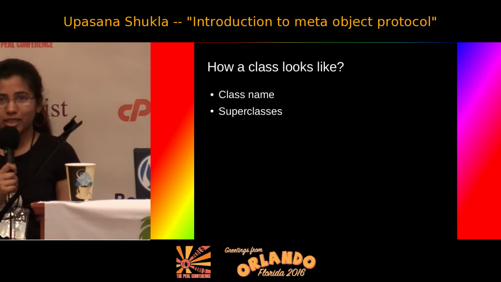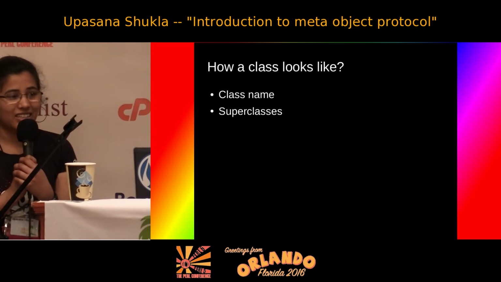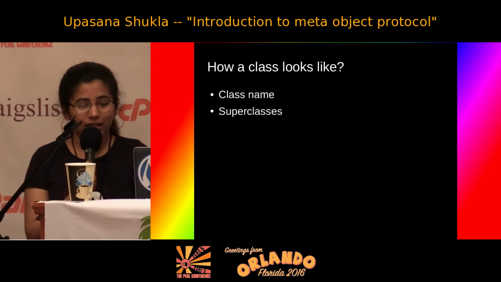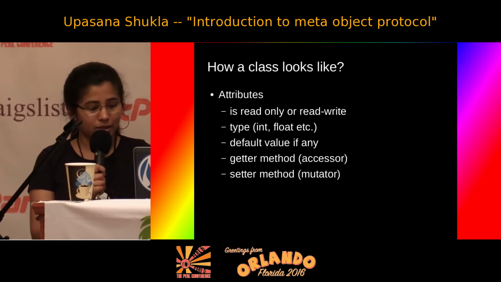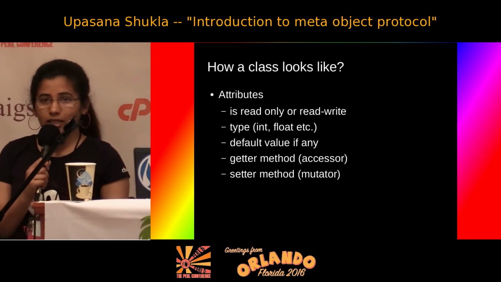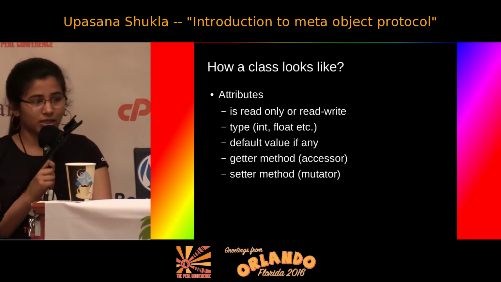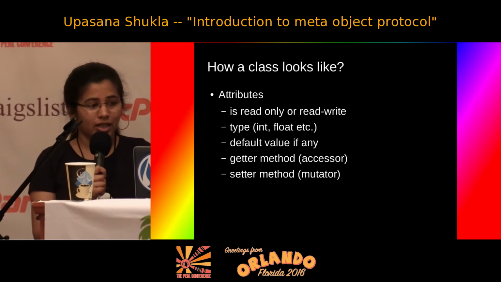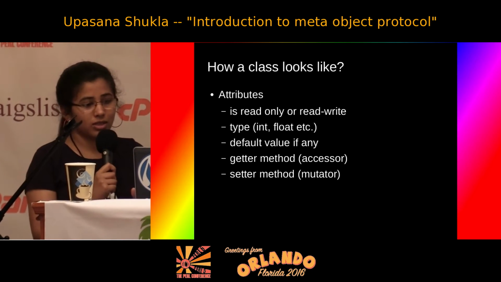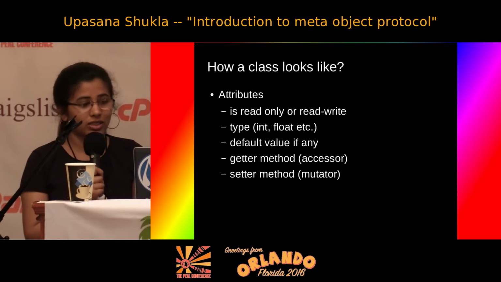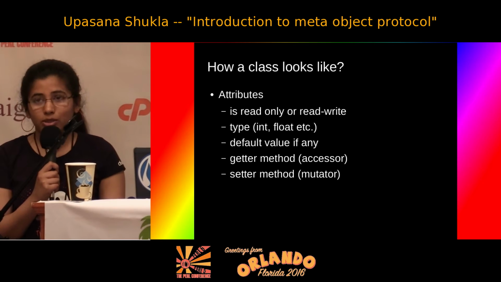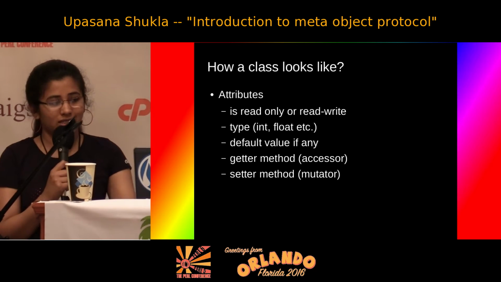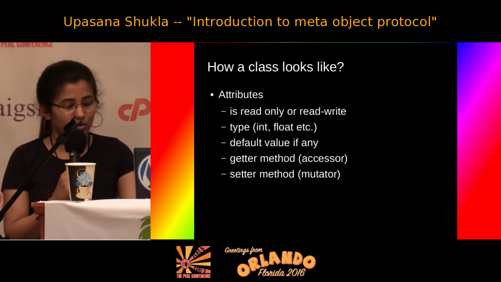So let's start with object-oriented programming basics. Its base is class, and a class should have a class name, and it can also have superclasses. And a class can have attributes, and an attribute has several properties, like whether it's a read-only attribute or a read-write. Then the type of attribute, whether it's an integer, float, or string. Then the default value of the attribute, if that's the value your attribute should have if you don't pass any value for it.